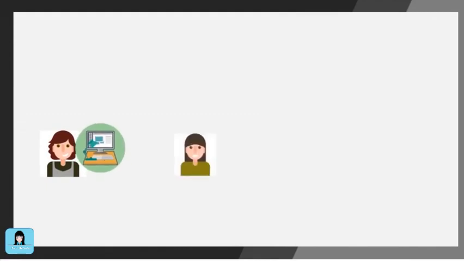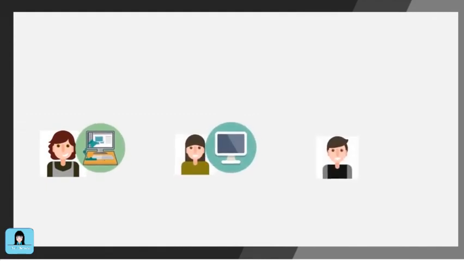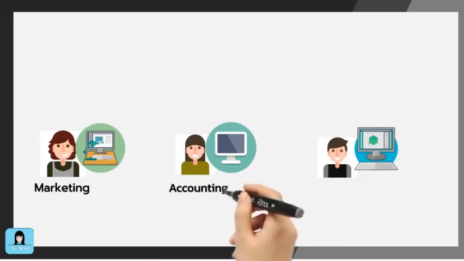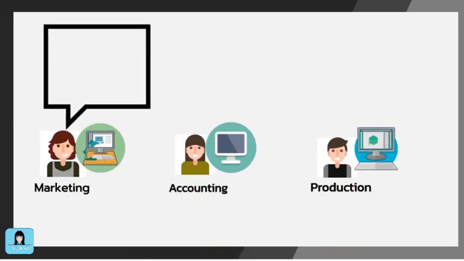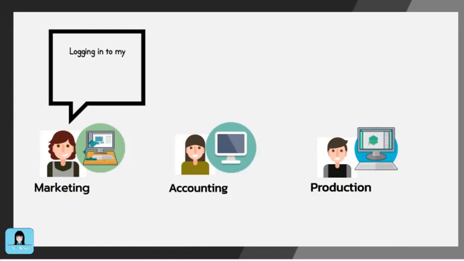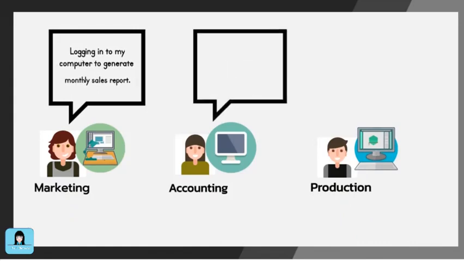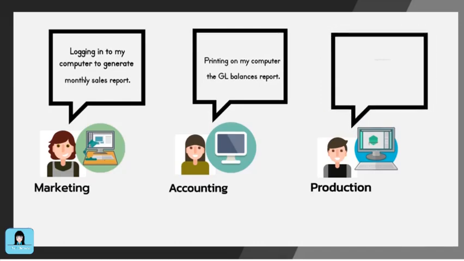To better understand this approach, assume the marketing department needs a report about monthly sales. They can directly get the information by accessing their own computer system to generate that report. The accounting department can also get a report showing the account balances of ledger accounts by logging into their own computer system. The production department can log into their computer system and enter the data about the finished products.